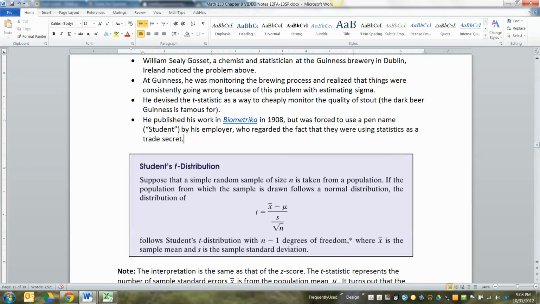Now, they considered what Gossett had done a trade secret because he had done it in their employ. But he considered this so important that he went to his old professor and said, look, I've come up with this thing.